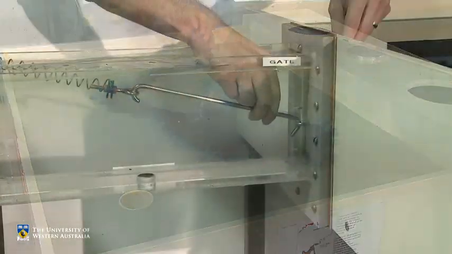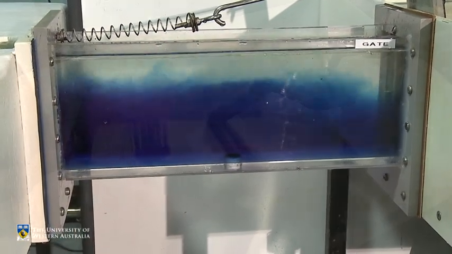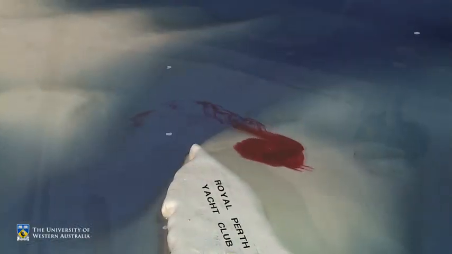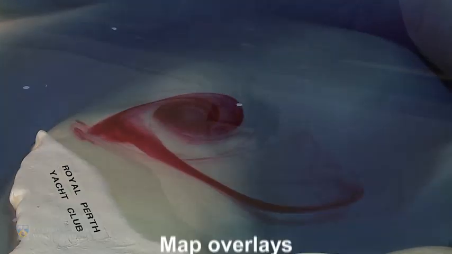In this movie, you've seen how we can recreate the flow patterns in the Swan River through the use of a physical model in the laboratory. We hope that this movie leaves you with a better understanding of how freshwater and saltwater interact in an estuary, and also that it has helped highlight the beauty of fluid mechanics.